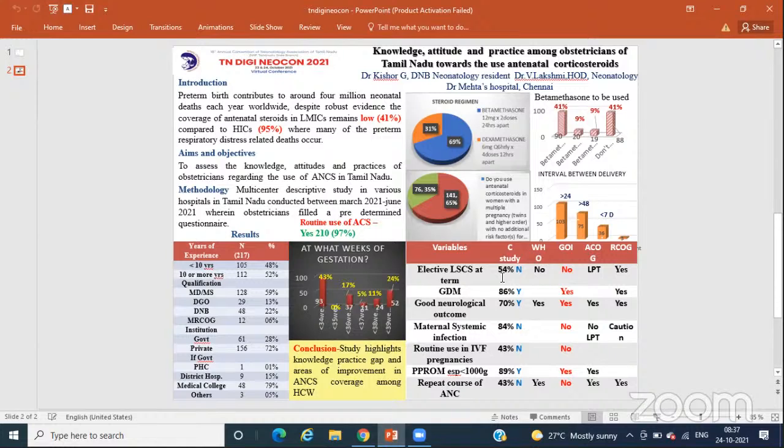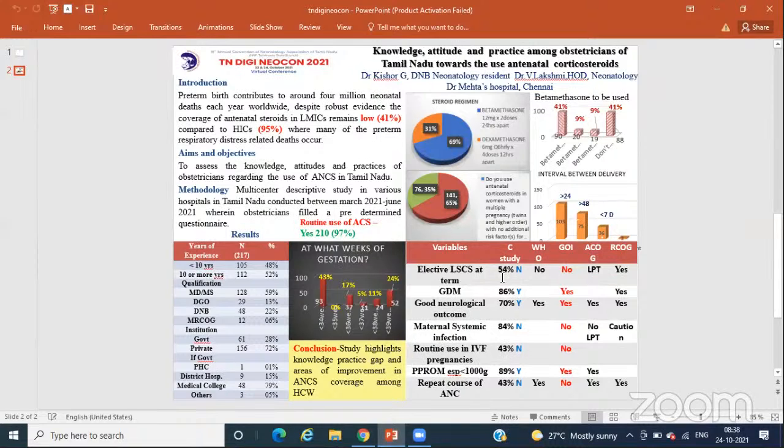70% believe there is a good neurological outcome for the baby after giving antenatal corticosteroids. 84% fear to use it during maternal systemic infection, while 43% are not using it routinely in IVF pregnancies, which is the recommendation, while 57% use it routinely.